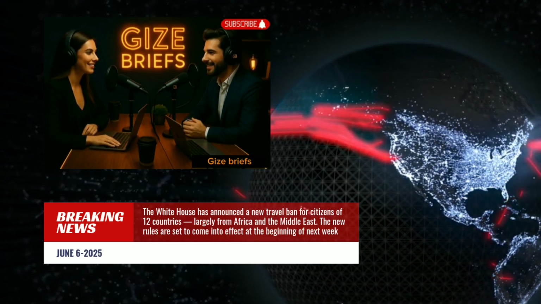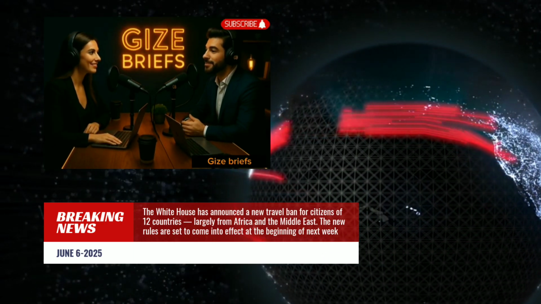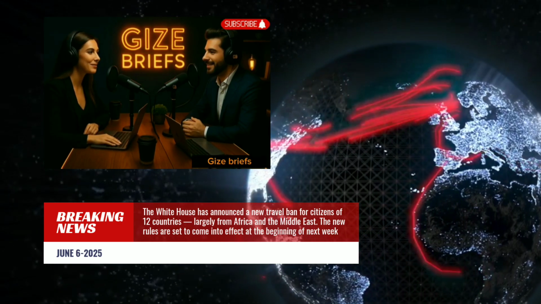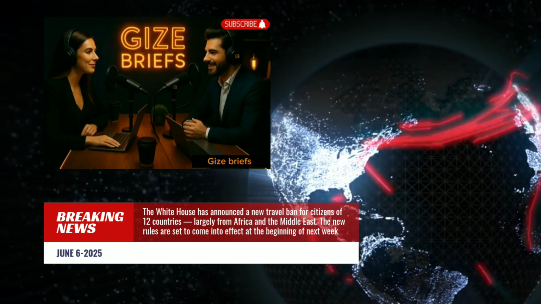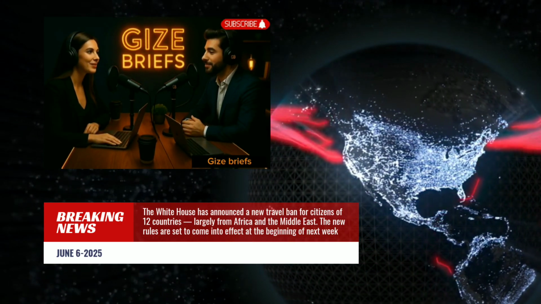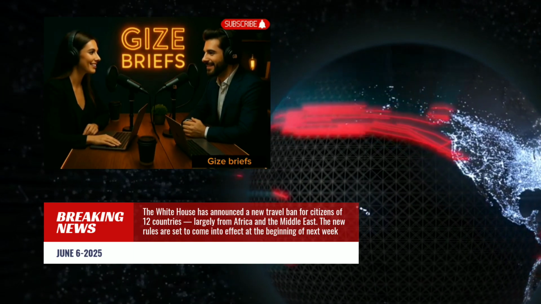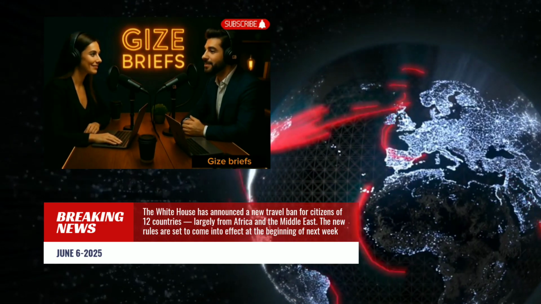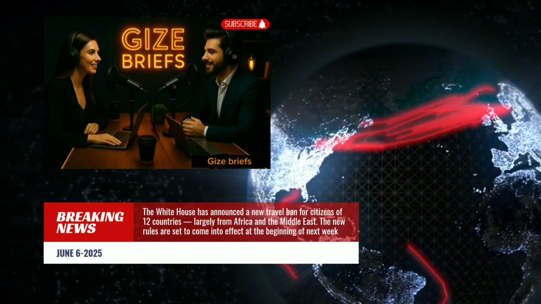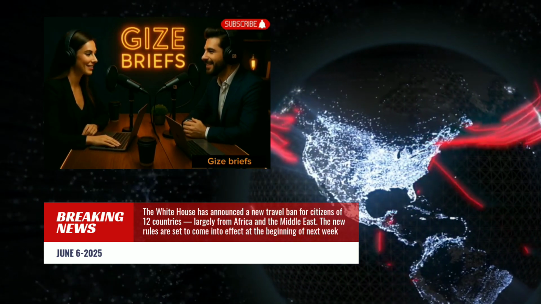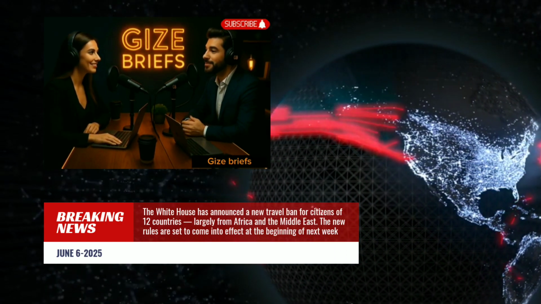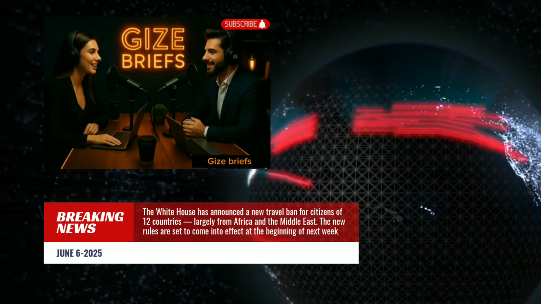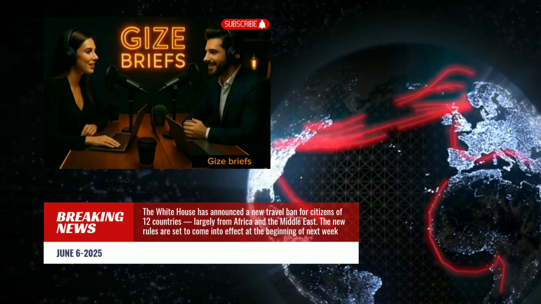Okay, so given the scope of these restrictions affecting 19 countries, are there any broad groups explicitly exempted from this new policy? Who doesn't this apply to? Yes, the proclamation does detail several explicit exceptions. Big one. U.S. permanent residents. Green card holders. Exactly. If you are a lawful permanent resident from one of these countries, this ban does not apply to you. Okay, that's crucial.